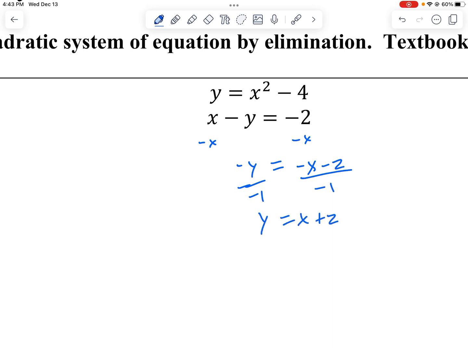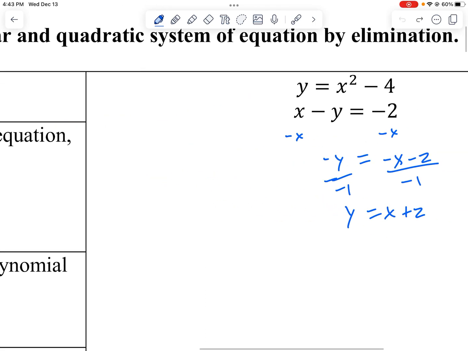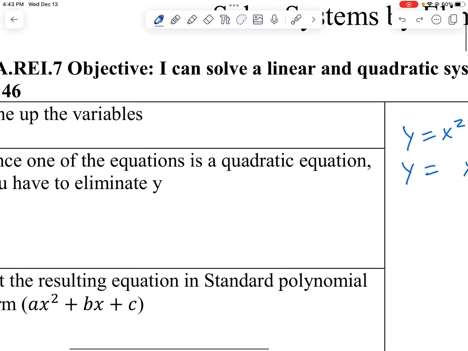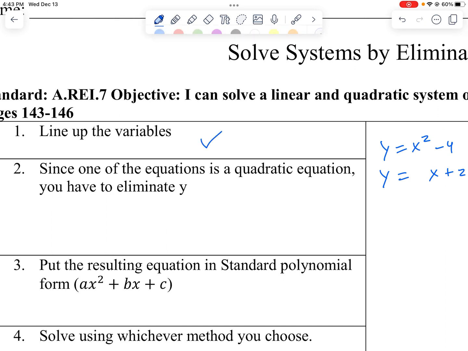Cool. So now we have these two equations, and we can line up the variables. We got y equals x squared minus 4, and then we got y equals x plus 2. You may notice I put a gap here, and that's because I want my x squares and my x's and my constants lined up as well. It helps so you don't miss things or subtract the wrong thing. So we did that. Hooray! First step done. Let's switch colors for our next step.